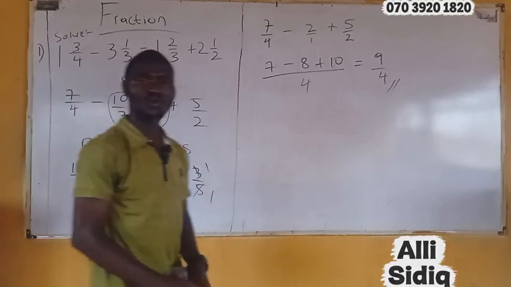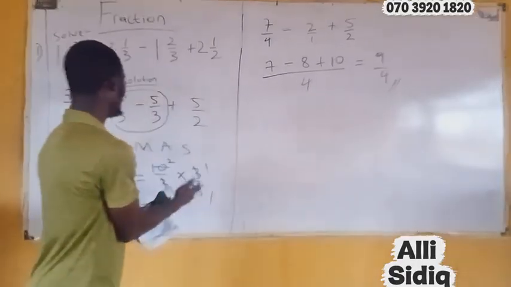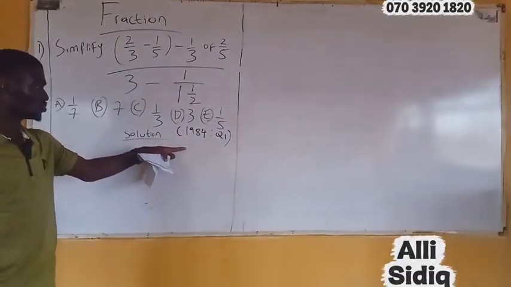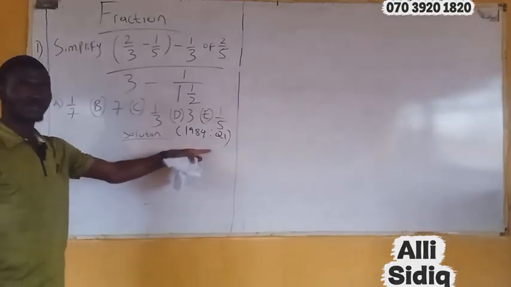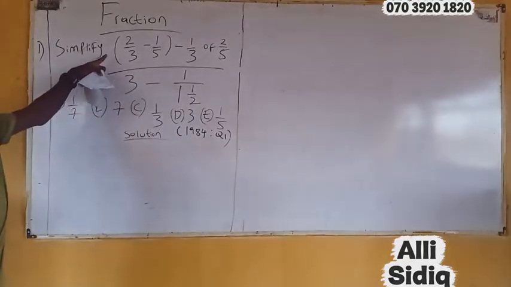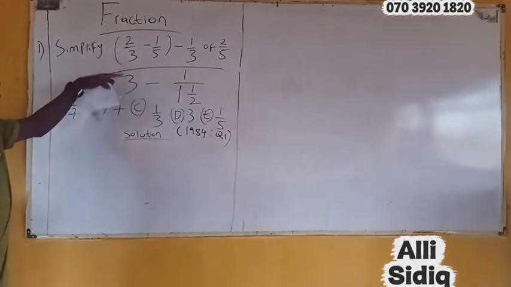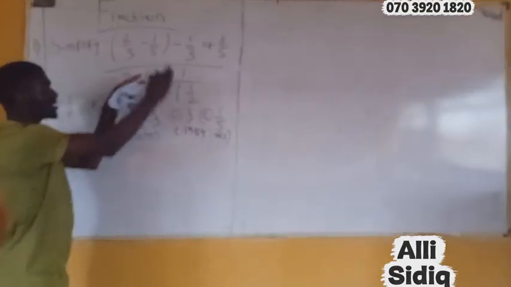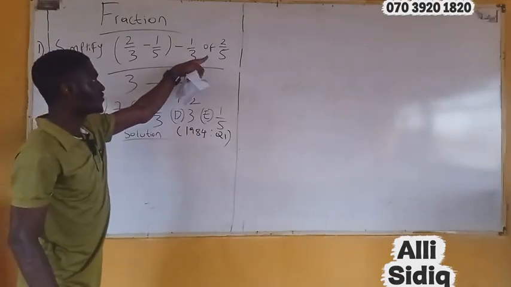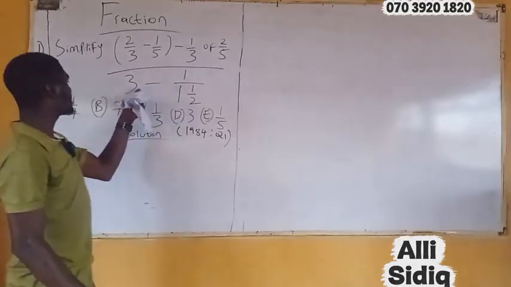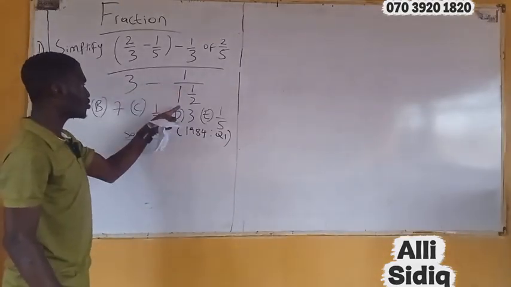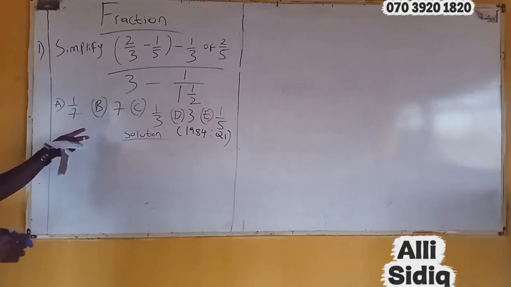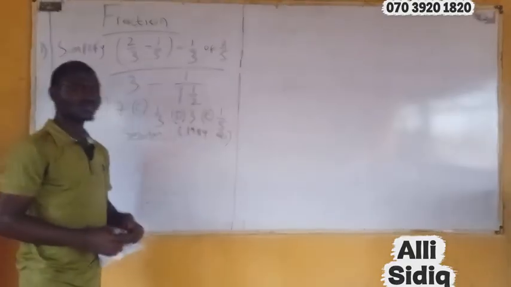Let me solve two more questions from JAMB. This is just a normal example. Let me solve two more questions, see how JAMB said their question. This is JAMB past question 1984, question 1. And it says, simplify this: 2 over 3 minus 1 over 5, all into brackets, minus 1 over 3 of 2 over 5, over 3 minus 1 over 1 over 1 over 2. And these are the options. So now let's get started.